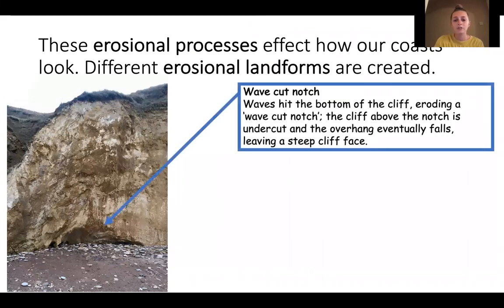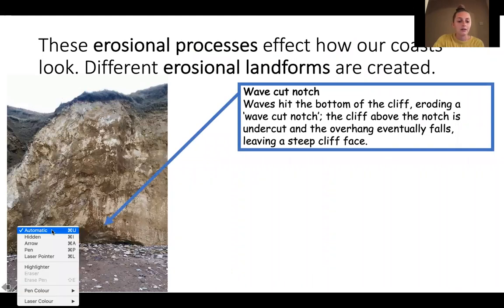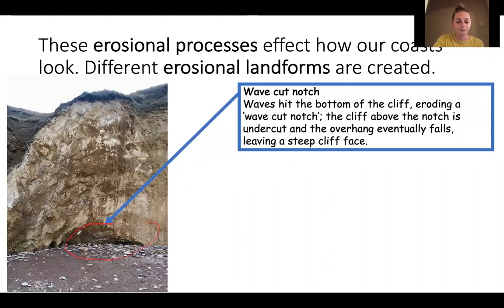The first one we're going to have a look at two together. The first one is a wave-cut notch, and you can see the wave-cut notch down there at the bottom of the cliff. This forms when the waves hit the bottom of the cliff and erode it away. So you get hydraulic action, and you might also get abrasion as well. Then you're left with this cliff above it.